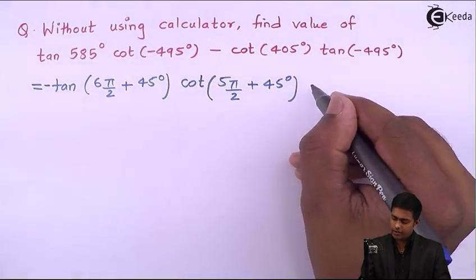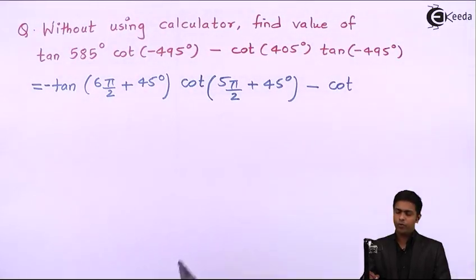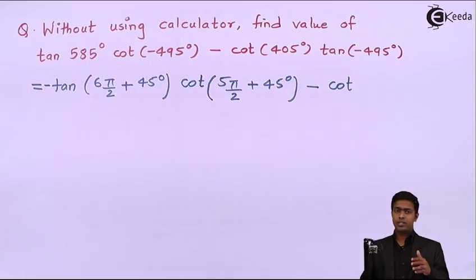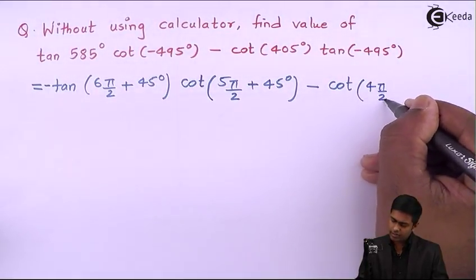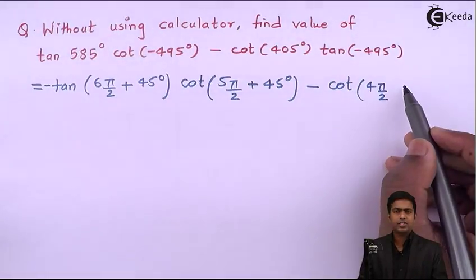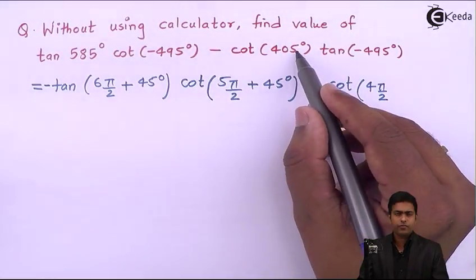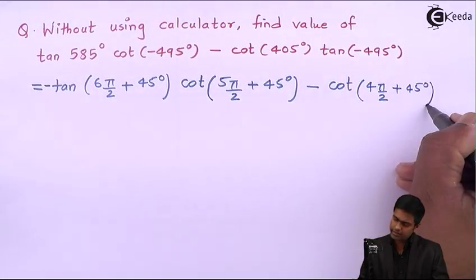Similarly here we have negative sign, cot of 405 degree. So let's represent it in multiple of 90. So 90 4s are 360. So I'll say 4 times pi by 2 is 360, and 360 plus 45 degree is 405. So I will add more 45 degrees in this.